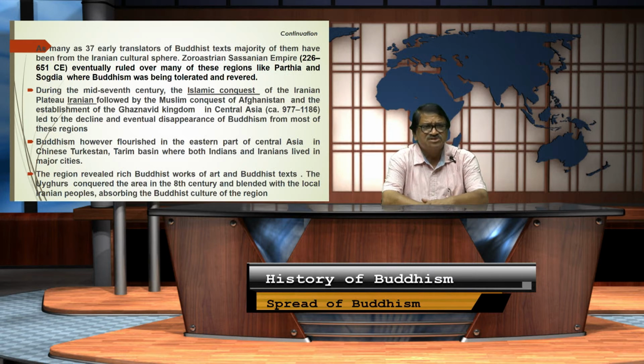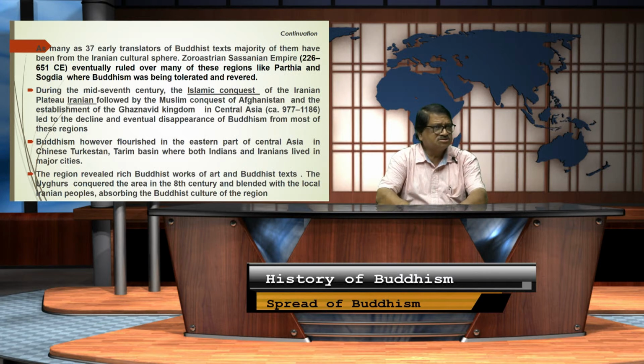During the mid-7th century, the Islamic conquest happened in the Iranian plateau, followed by the Muslim conquest of Afghanistan and the establishment of the Ghaznavid kingdom in Central Asia, from 977 to 1186 AD. It led to the decline and eventual disappearance of Buddhism from most of this area.